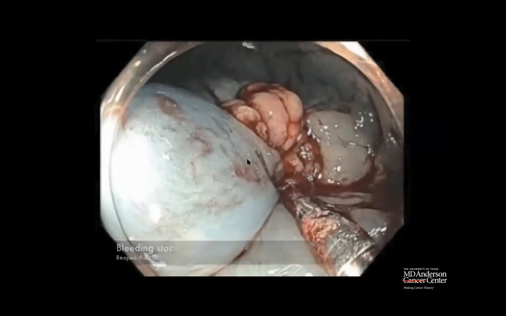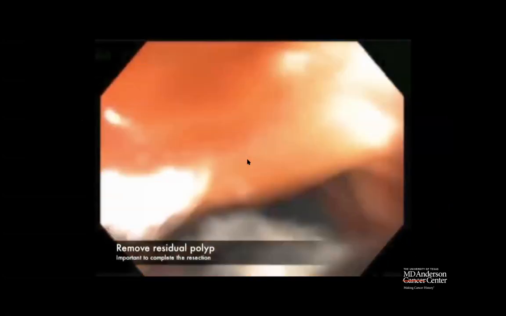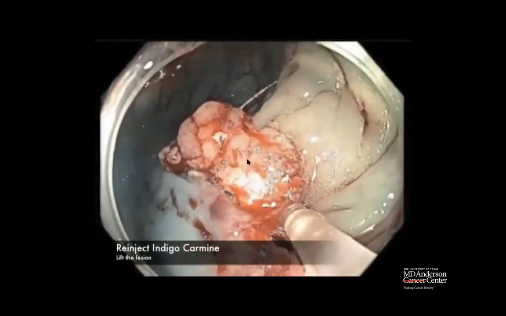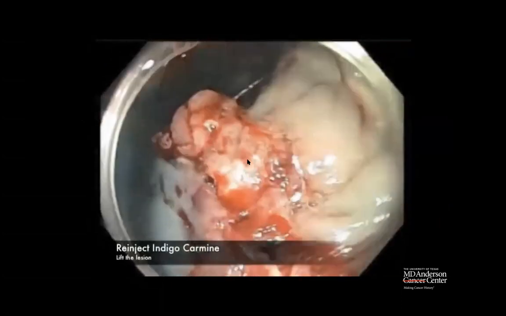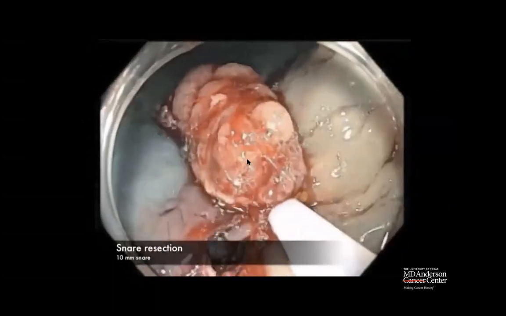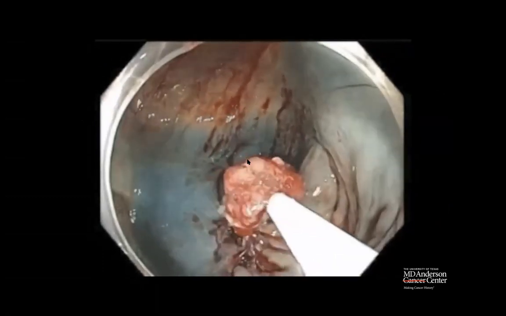Once the bleeding stopped, we kept the clip on there for at least 4 to 5 minutes. And then, as you can see, the bleeding continued to stop. We injected a little more, lifted the lesion, and completed the cut so as to complete the job in the same setting.